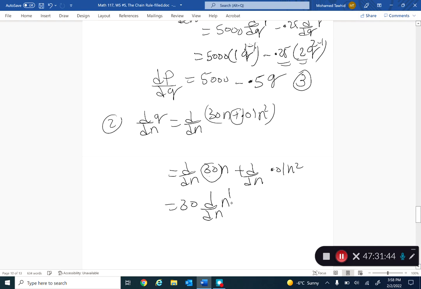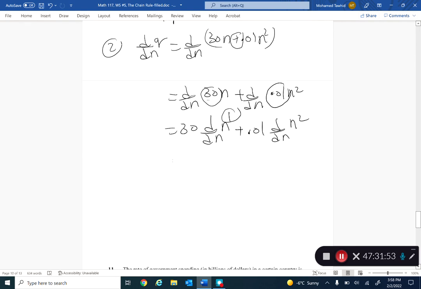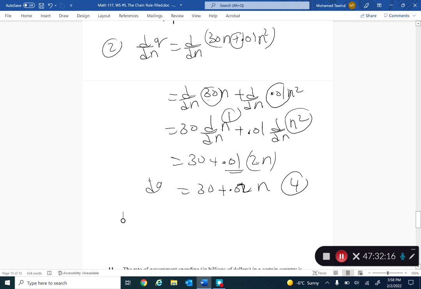N to the power 1. And here I can take 0.01 outside. Alright, so what do you have left? N squared. What is the derivative of N to the power 1? It is 1. So what did you get? You get 30 here. The derivative of N to the power 1 is just 1. And then you have 0.01. What is the derivative of N squared? You get 2N. If I simplify this, 0.01 multiplied by 2, you get 0.02, multiplied by N. I call this equation 4.